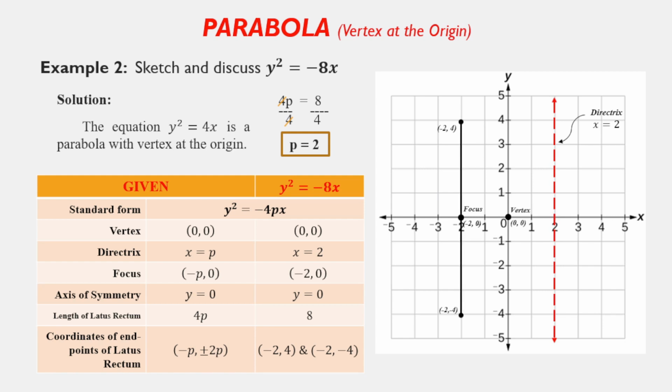Then we are going to sketch the latus rectum. Since the directrix is vertical, the latus rectum is vertical also. From the focus, we're going to count 4 units upward and then 4 units downward. As you can see, the endpoints of the latus rectum are coordinate -2 and 4 and coordinate -2 and -4. And take note that the axis of symmetry is the x-axis, so its equation is y is equal to 0. And this graph describes the equation y squared is equal to -8x.